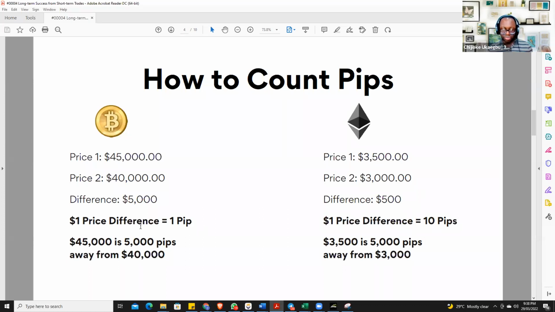this line. So for Bitcoin, a $1 change is equivalent to 1 pip. For Ethereum, a $1 change is equivalent to 10 pips. You may need to take a screenshot of this slide because we are going to refer to it multiple times in the next 15 minutes.